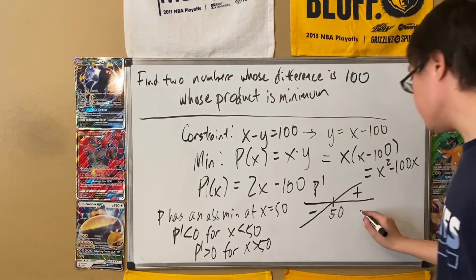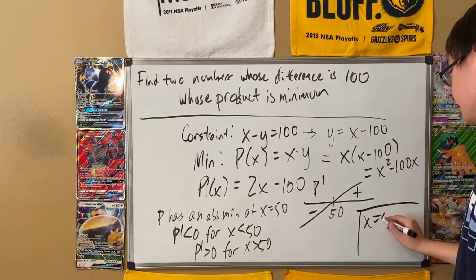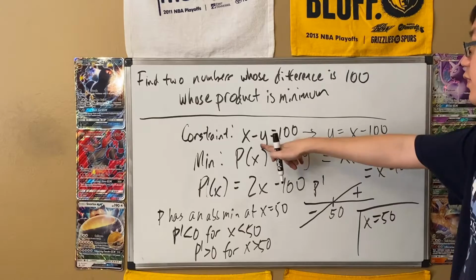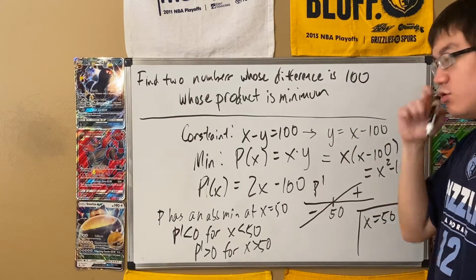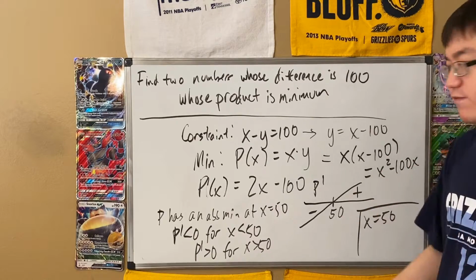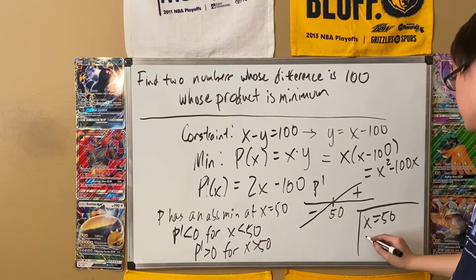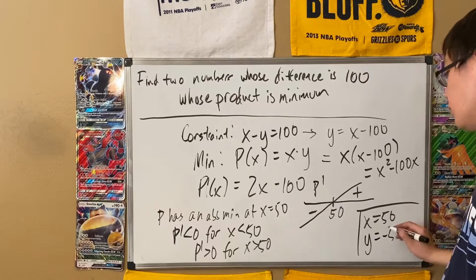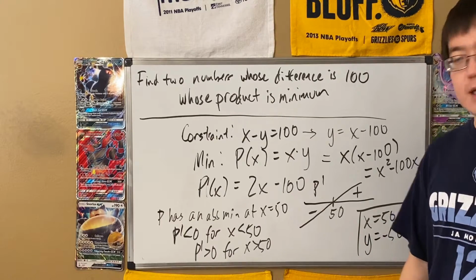Once you have the x, it will be pretty easy to find the y. If x is equal to 50, well then remember that y is equal to x minus 100, where x is 50. So it's going to be 50 minus 100. So y is equal to negative 50. What's going to be the product? Well, it's going to be 50 times negative 50.